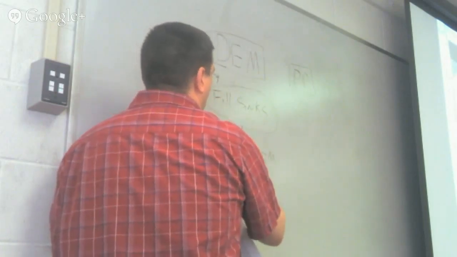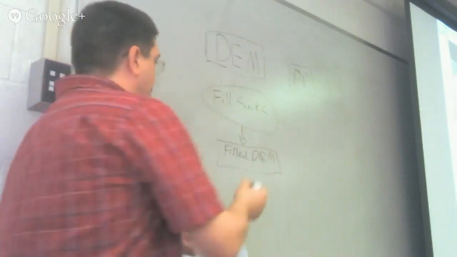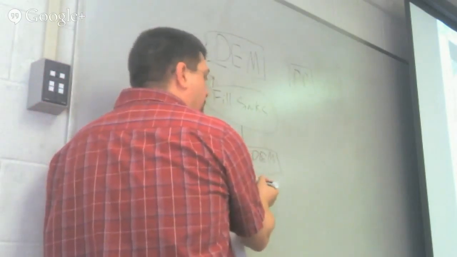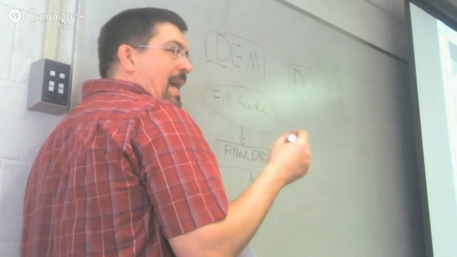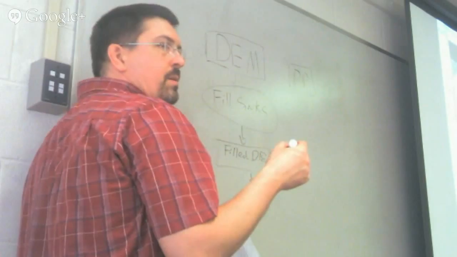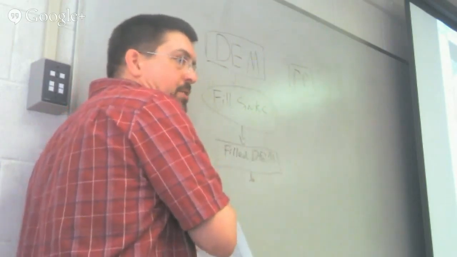Okay, so if we were putting this in Model Builder, we'd have our filled DEM there. The next thing is flow accumulation first or is flow direction first? Which one gets calculated first from a DEM? Flow direction, that's right, because flow accumulation needs flow direction.